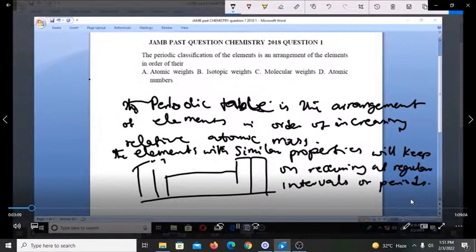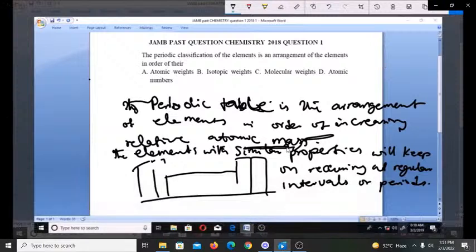So the periodic table is actually the arrangement in the order of increasing atomic mass. So how do you get the atomic mass? You know that the atomic mass is a function of the atomic number. So from that, you can easily say that the right answer should be the atomic numbers. D should be the correct answer, because as the atomic number is increasing, the mass number is also increasing, or the atomic mass is also increasing.